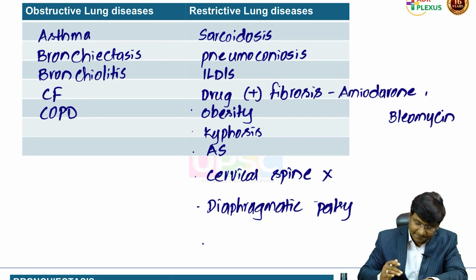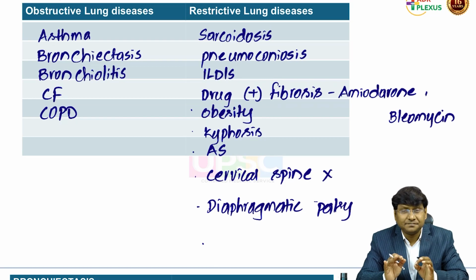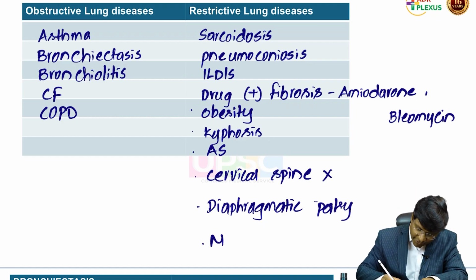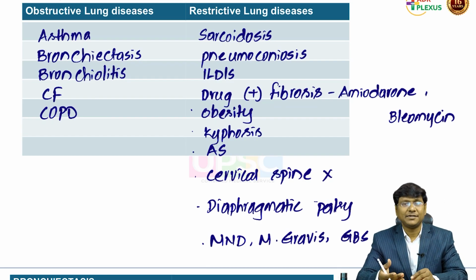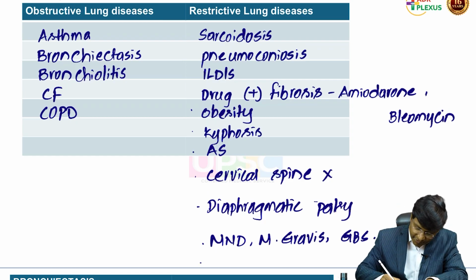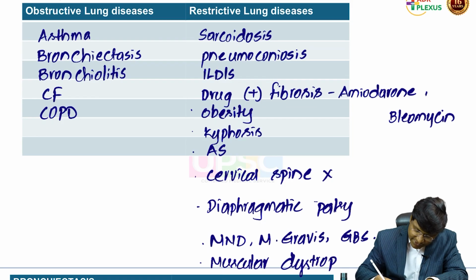Then followed by that, the next important conditions are the disorders related to the neuromuscular junction or the respiratory muscle pathologies like motor neuron disease, then myasthenia gravis, Guillain-Barré syndrome. So in all these conditions, either the pathology is at the neuromuscular junction or directly within the respiratory muscles. And next important is muscular dystrophies. So these are all the extra parenchymal or extra pulmonary pathologies causing restrictive lung diseases, right?